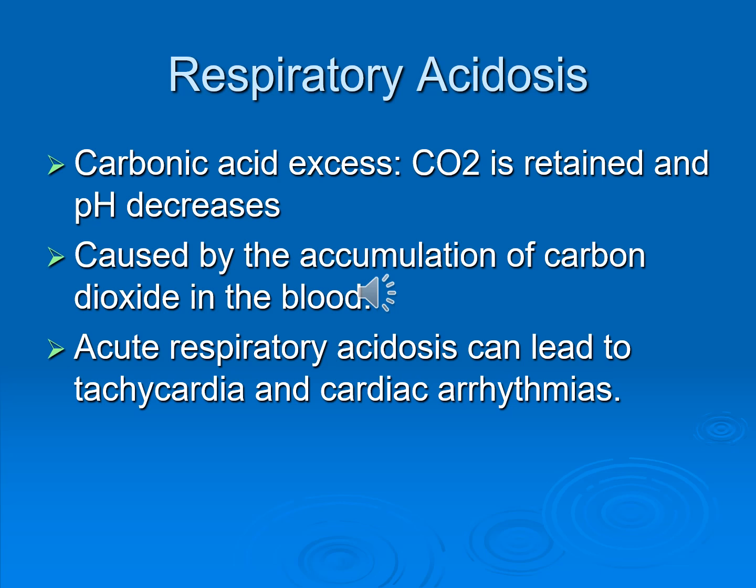When discussing respiratory acidosis, keep in mind that carbonic acid excess is going to be when you have the CO2 retained and the pH decreases. This is caused by an accumulation of carbon dioxide in the blood. Acute respiratory acidosis can lead to tachycardia and cardiac arrhythmias.